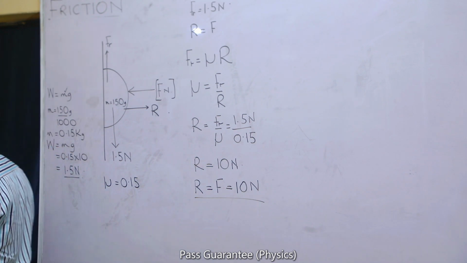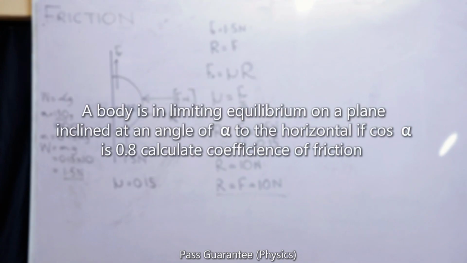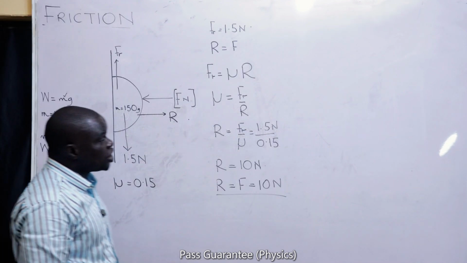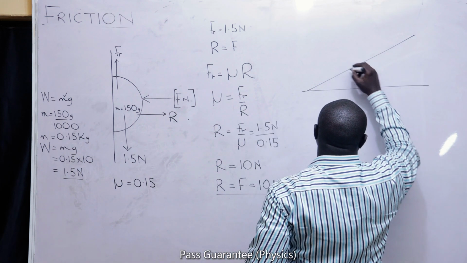So that is an example of questions that we can have on friction on a vertical plane. We will now take some questions also on friction on an inclined plane. A body is in limiting equilibrium on a plane inclined at alpha to the horizontal. If cos alpha is equal to 0.8, calculate the coefficient of friction. We are told that the body is in limiting equilibrium.